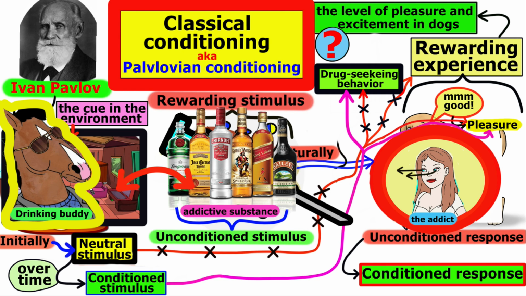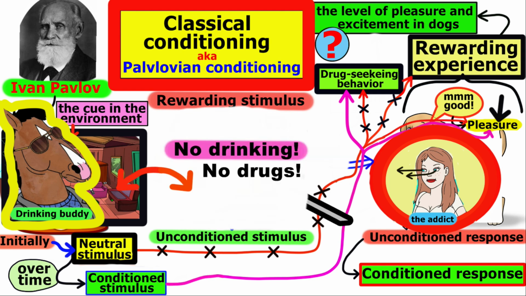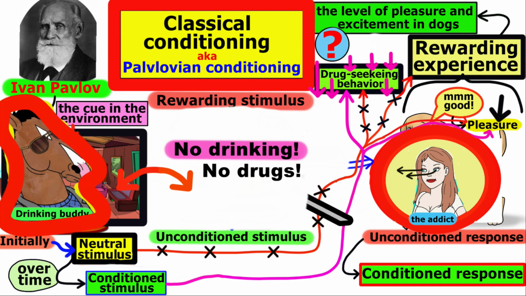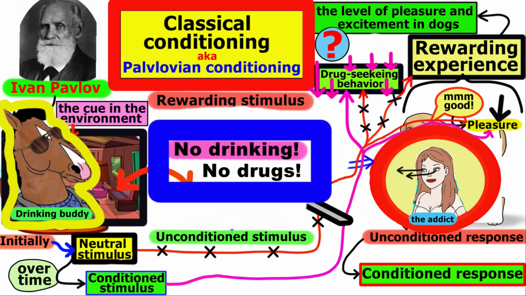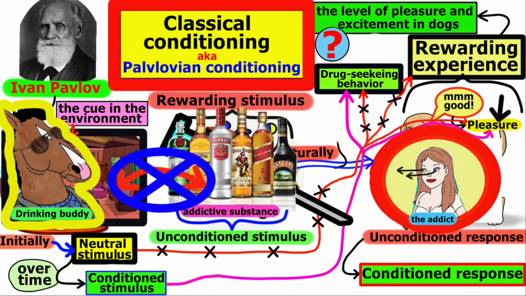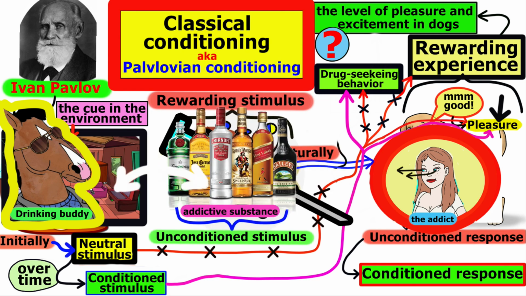Let's imagine a different scenario. If Sarah Lynn saw Bojack repeatedly and she wasn't drinking at the same time, the cravings for alcohol, which are related to Bojack, would eventually subside. But why? Because if the addict gets exposed to the cues in the environment, without taking the drug, the paired association subsides. See? No pairing anymore.